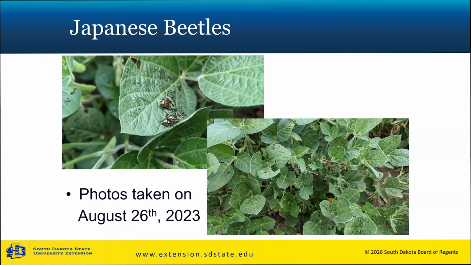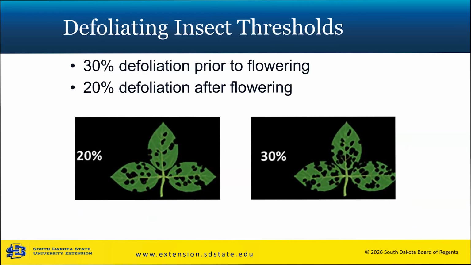So those defoliators, the threshold combines all of them, right? So as I mentioned earlier, 30% prior to flowering and 20% after flowering. So with that, here's some slides.